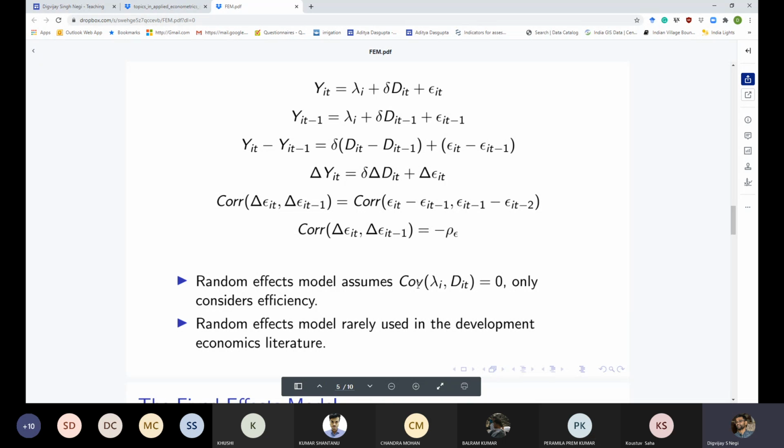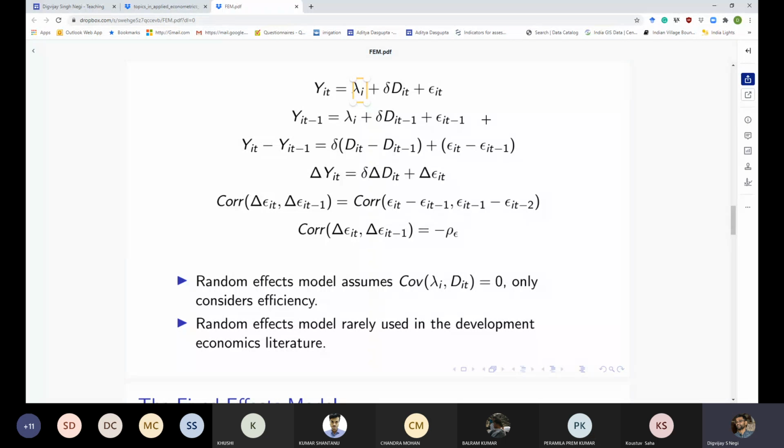So random, but suppose this assumption was true, you could model this as random effects. And random effects basically is saying something like this: these lambdas will go into the error terms, and because these lambdas are in the error terms, it would create heteroscedasticity and serial correlation in your error terms. And so the random effects model will correct for that.